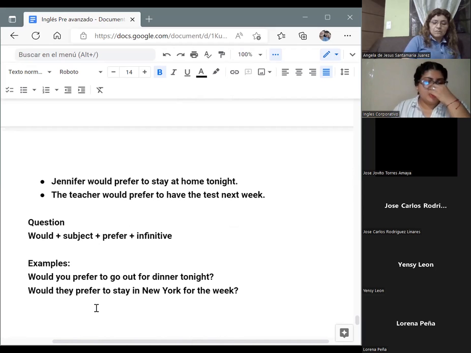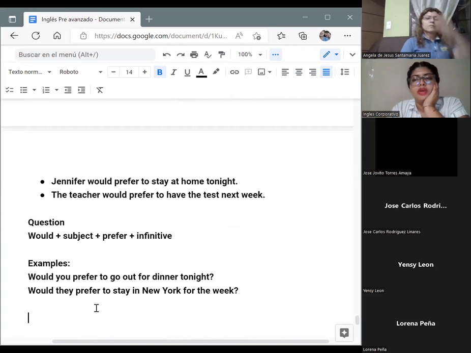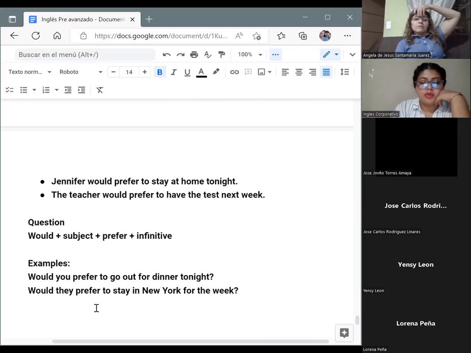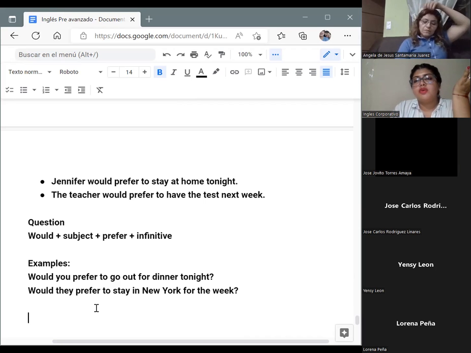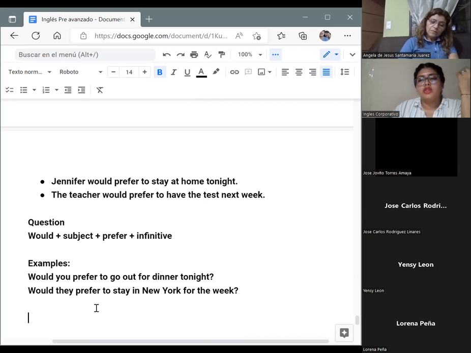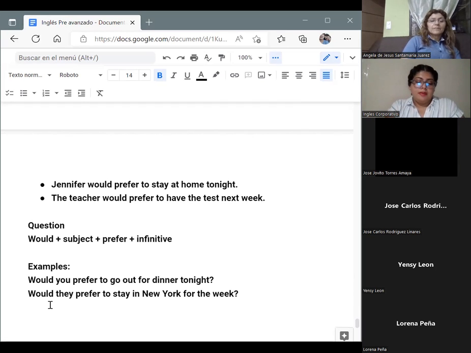So in this case, you have noticed that one of the differences that we have in the structures that we are using right now, in the case of would rather and would prefer, is that in the case of would rather, you are making choices between two different things. And in this case, you are showing preference for one action. So it's not like we are choosing from two different situations or two different actions.